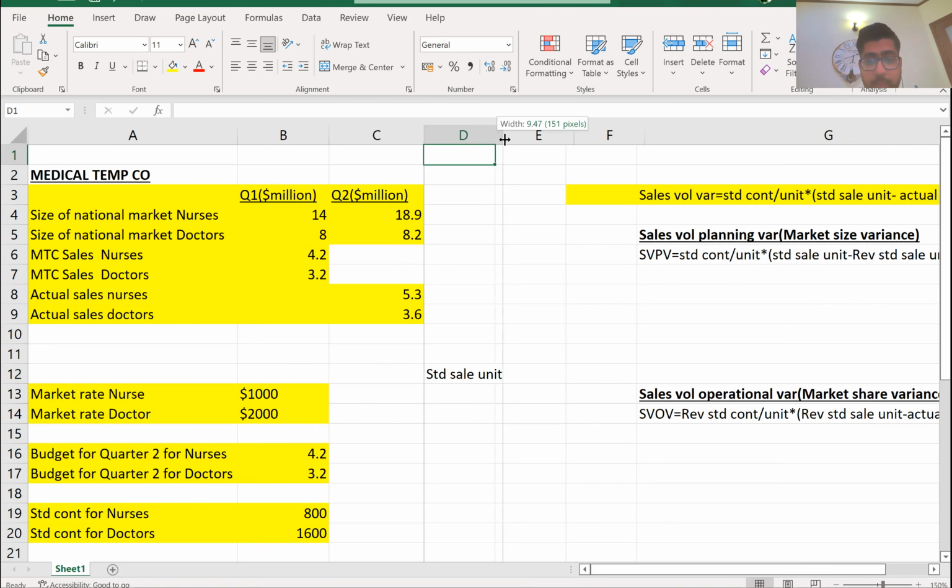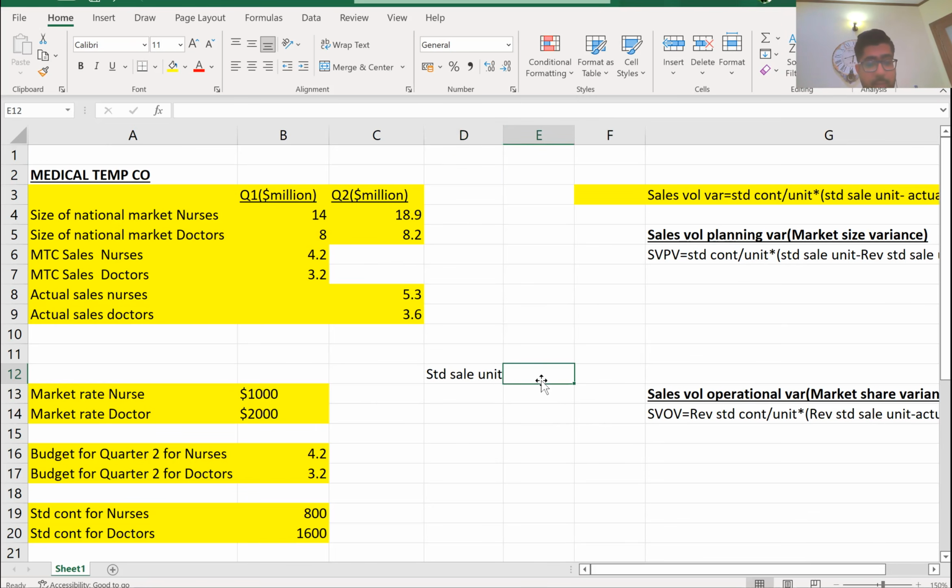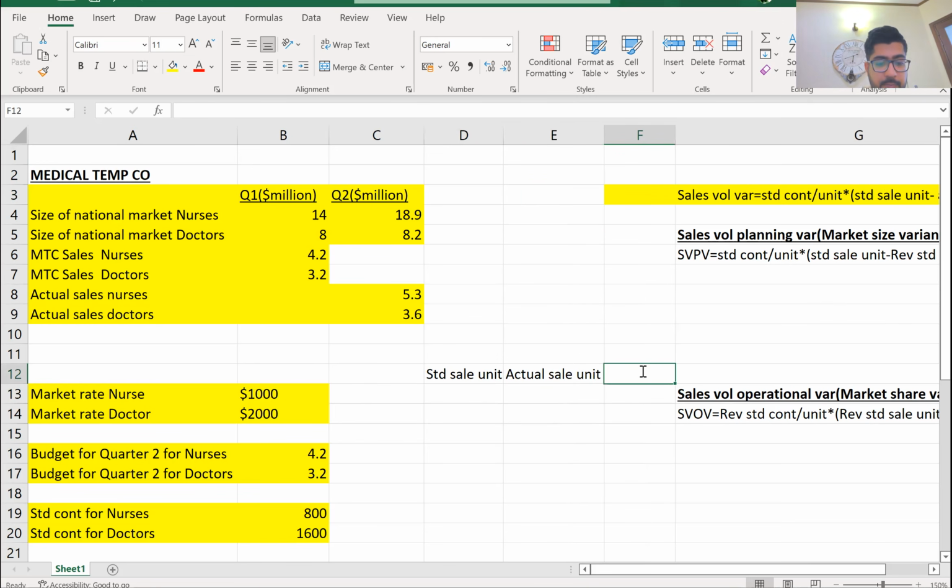It's only for Q2, right? Then you will be needing actual sales unit. And then you will be needing revised standard sales unit. How would we know that?